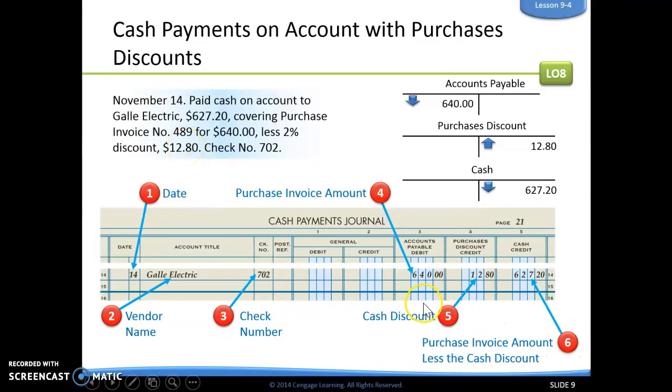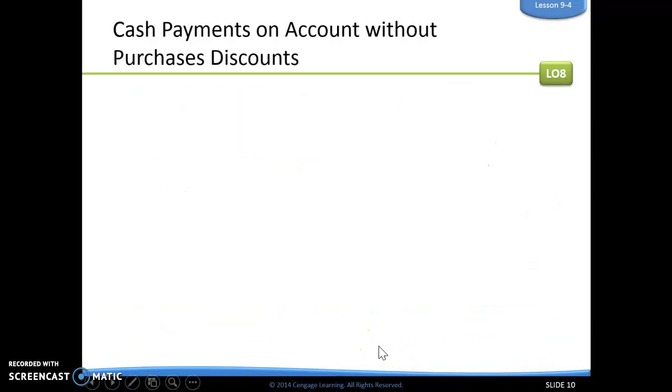Now, whenever, really we should be doing this with any transaction, but especially when we have more than two accounts affected, we should be double checking to make sure that our debits equal our credits. So in this case, we have one debit. That should equal the total of our two credits. And then our last step would be to put that check number 702 into that column.